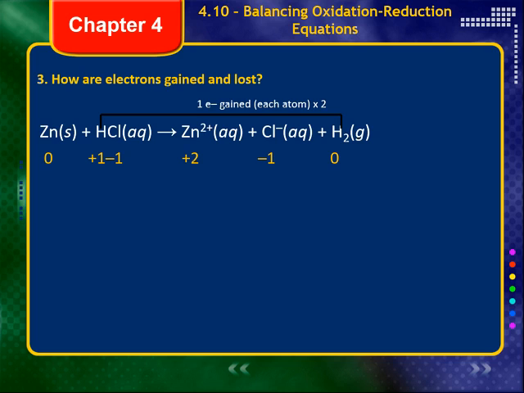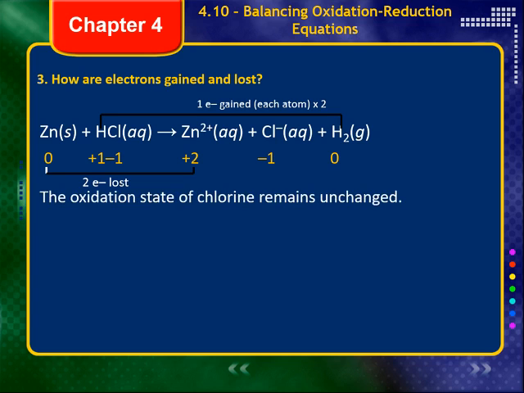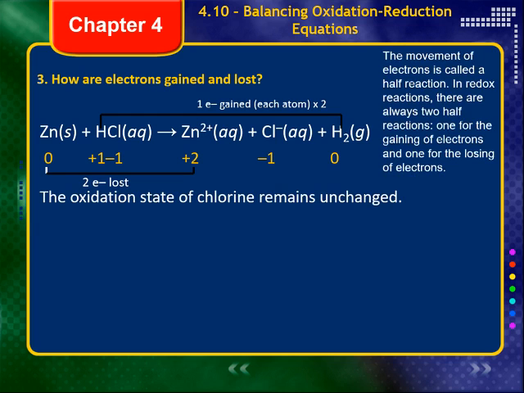So I'm going to need to gain 1 electron to make that happen. But there are 2 hydrogen atoms there, so it's happening twice. So that means that there are going to be 2 electrons lost. So where does that happen? Oh yeah, the zinc. From the zinc solid to the zinc +2, that's where the 2 electrons are being lost from. The oxidation state of the chlorine remains unchanged.